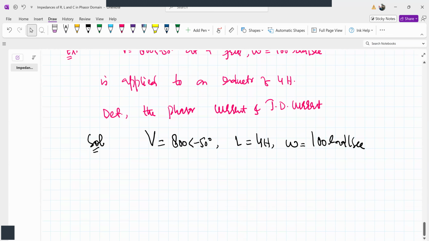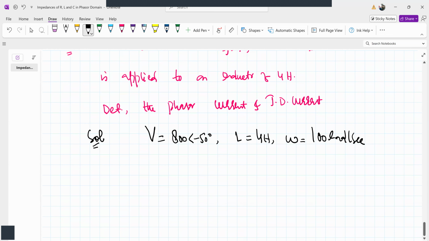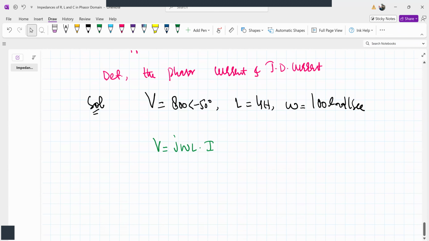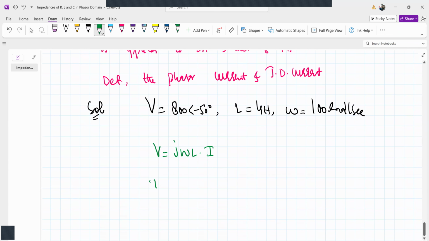Okay. Now we know the relationship between V phasor and I phasor. We know V phasor is equal to j omega L times I. Now we are given V. So what will I be equal to? I is simply V divided by j omega L. So substitute the value of V. V is 800 at an angle of minus 50 degrees divided by j, omega is 100 and L is 4.